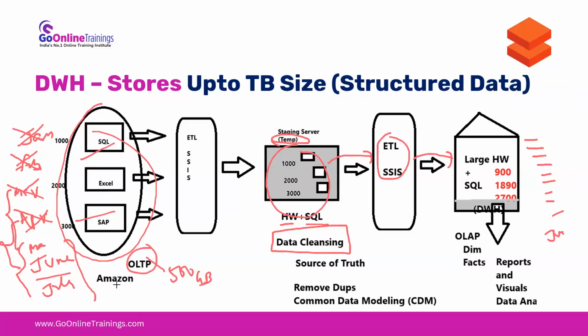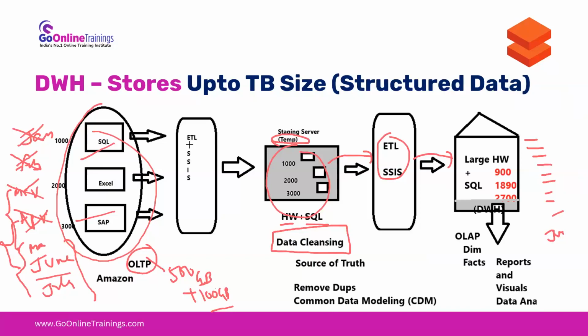If you get next month data, 1 or 2 months, because of seasonality variations, Diwali sales, you may be having 100 or 200 plus data. Sometimes it will be more. Clear? So like that, you need to keep in mind that. So OLTP databases are small in size.